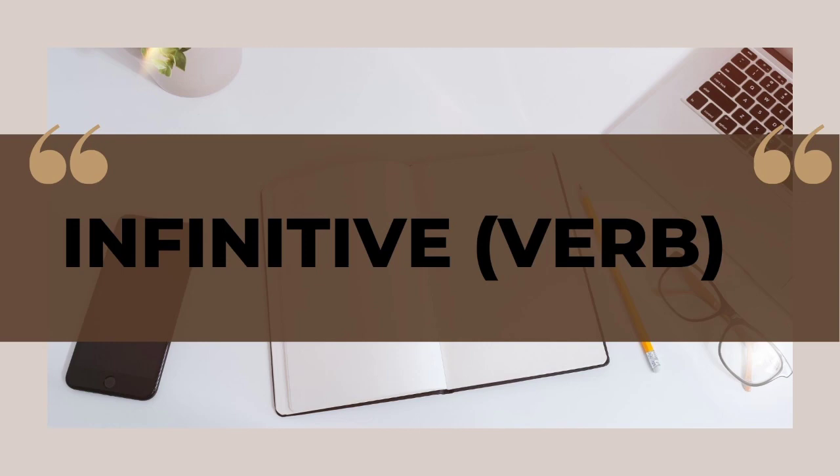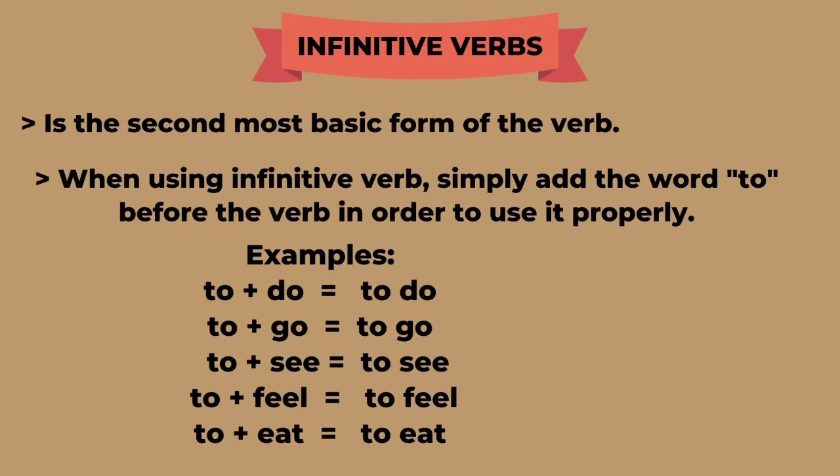An infinitive verb is the second most basic form of the verb. If you are going to use it, you simply add the word to before the verb in order to use it properly. Examples: to plus do is to do. To plus go is to go. To plus see is to see. To plus feel, to feel. To plus eat, to eat.